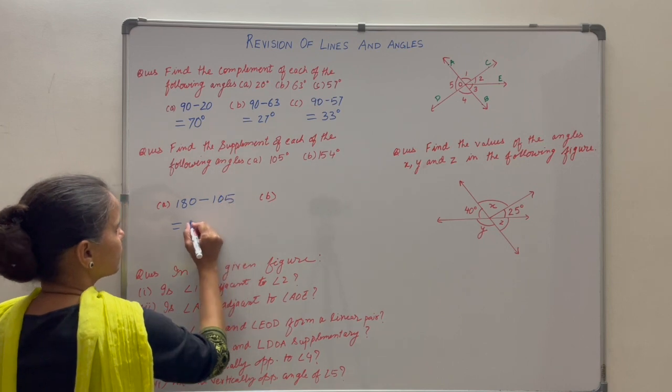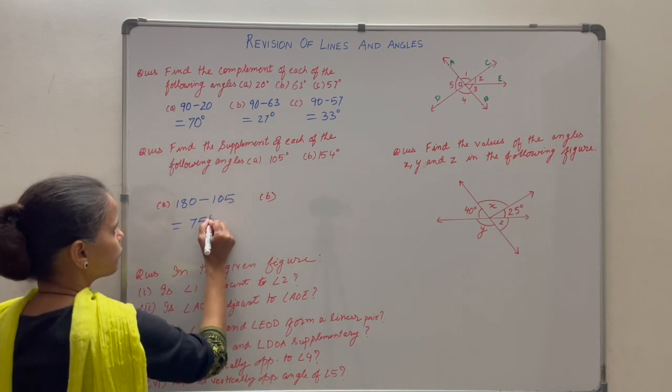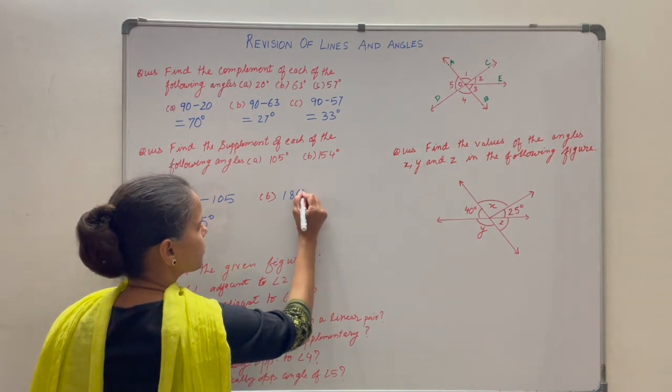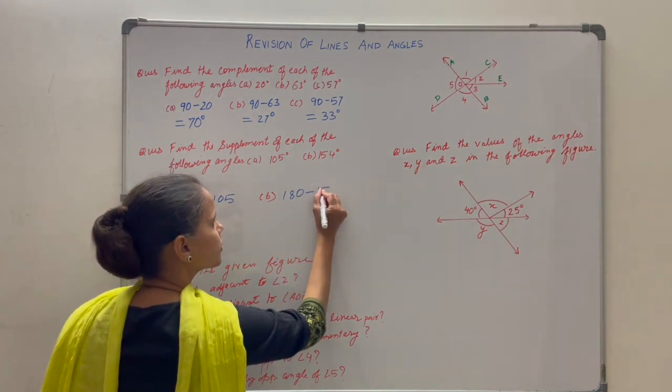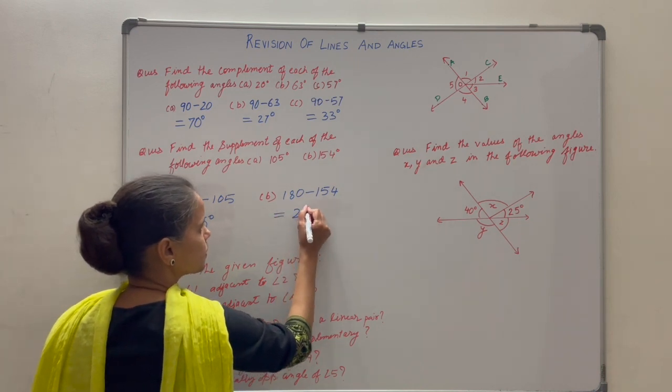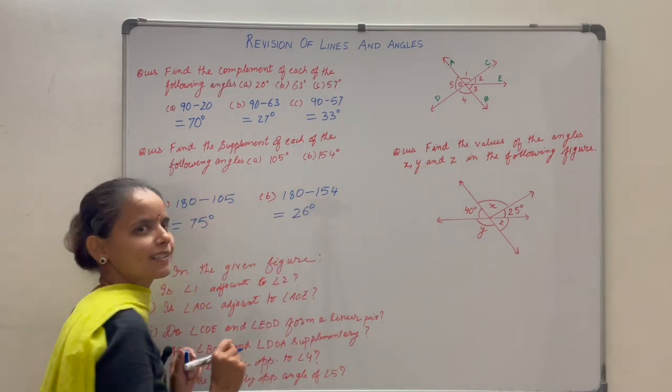105 is 75 degrees. In question B, to find the supplement, you need to subtract 154 from 180 degrees. So that is equal to 26 degrees.